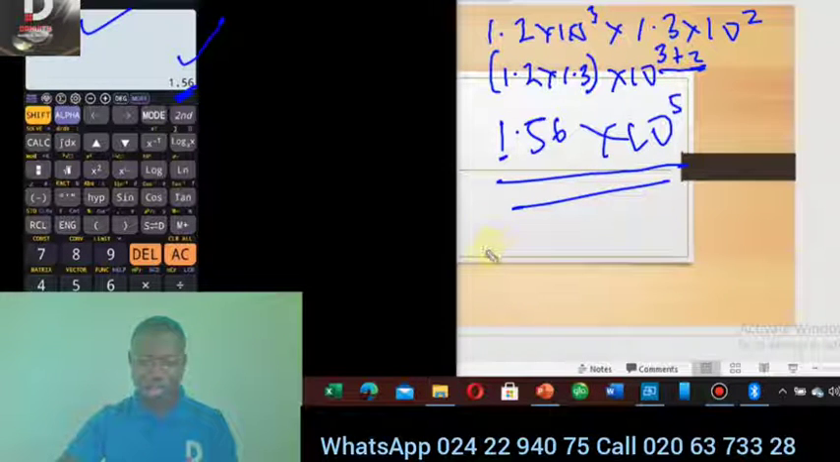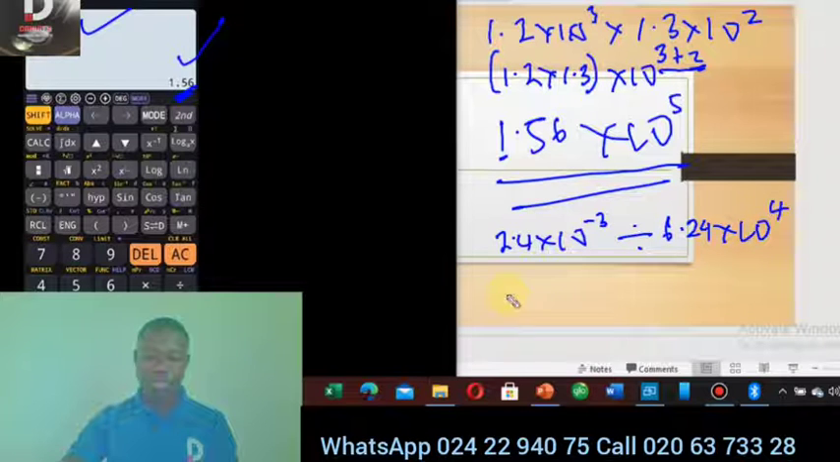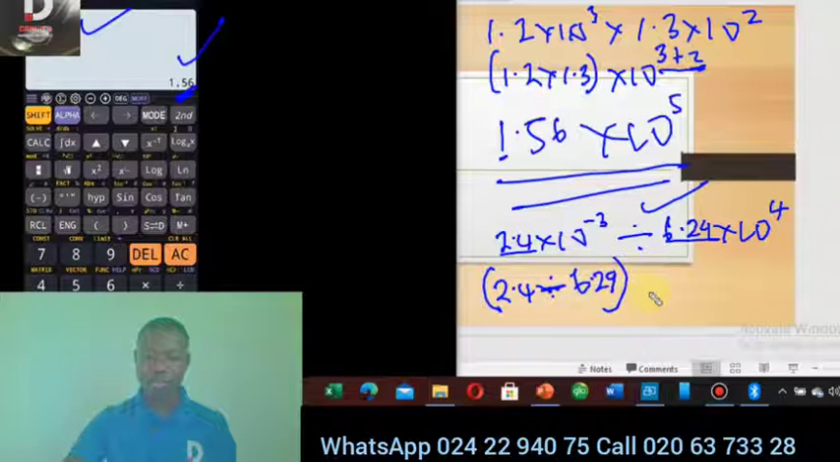Let's try another one here. 2.4 times 10 raised to the power negative 3. Let's do division. Divided by 6.29 times 10 raised to the power positive 4. So you separate these ones and divide because you're doing division. This is division work. So you put it in bracket. 2.4 divided by 6.29 times 10. What is the first power?